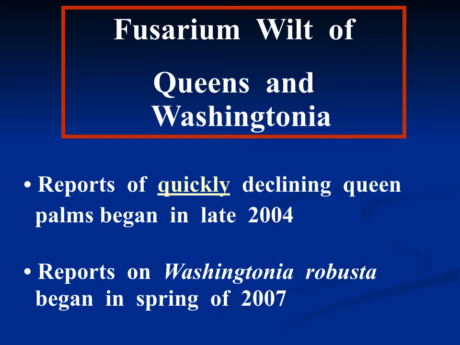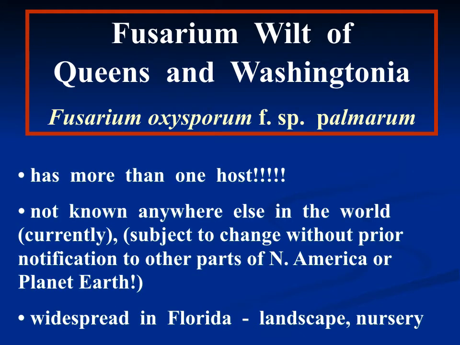From there, we got reports in 2007 of Washingtonia robusta, the Washingtonian palms, rapidly declining as well. So there was a lot of testing. It was suspected that it was a Fusarium. But in doing a lot of testing and plating, we found a whole new form of the species, Fusarium oxysporum palmarum, which is so far currently located only in Florida.